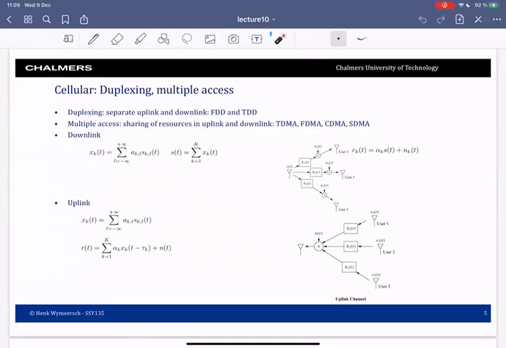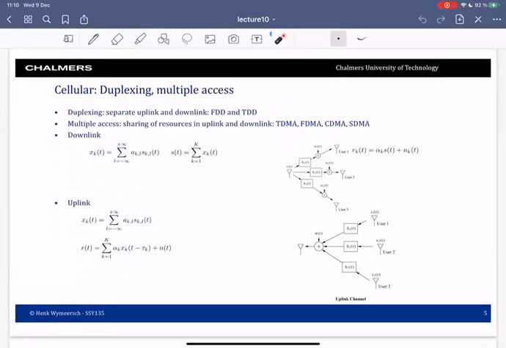Given a certain duplexing scheme, we can then define how multiple access is performed, and this refers to the sharing of resources in uplink and downlink. We've seen several schemes: TDMA, FDMA, and CDMA. There exist also other schemes. One of them is called SDMA, and this will be covered in the next lecture as well. And it's important to remember that you can combine these. So you can do TDD with TDMA, or TDMA with FDMA, or FDD with CDMA, and so forth. So any combination is possible.